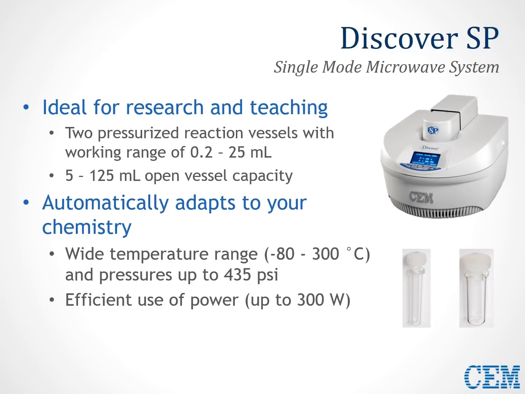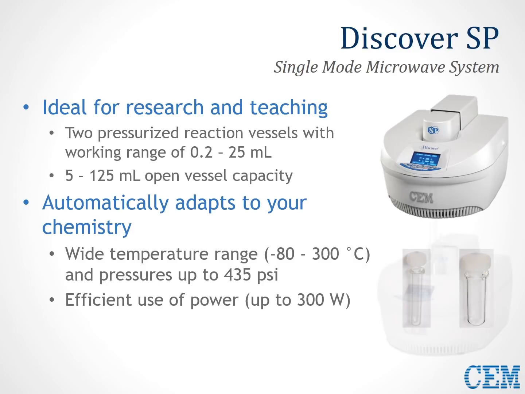The Discover SP self-tuning cavity adjusts for your changing chemistry, meaning that as your reaction progresses, the microwave is able to adapt to the new chemical environment and adjust the microwave power accordingly. Automatically adjusting the power is an efficiency feature, which will save energy and reduce wear on your system's magnetron. This adaptive behavior also means you create a safe working environment and you get reproducible results every single time.